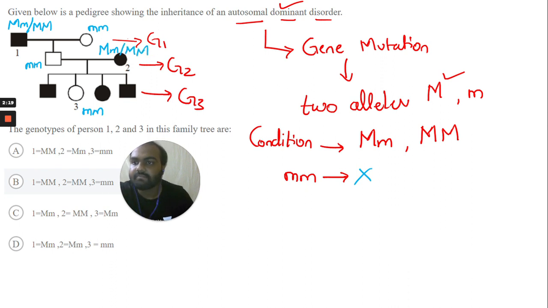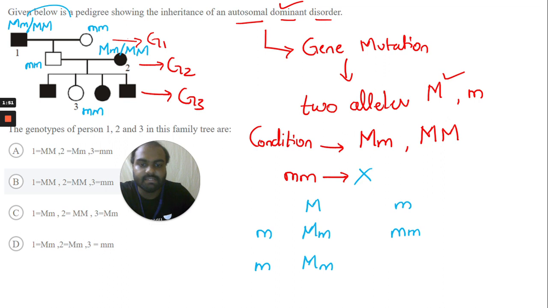So here let's do a cross between the male, having genes big M small m, and the female who is not affected, having genotype small m and small m. So if you do the cross, you get big M small m, big M small m, and small m. So you know that one set of the allele comes from the mother and one set of the allele comes from the father.